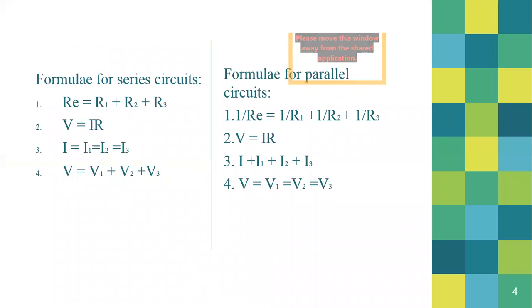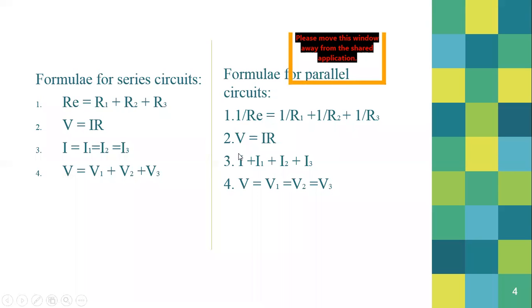These are the formulae. In a series circuit, you see the formula: RE is equal to R1 plus R2, V is equal to IR, I is equal to I1 is equal to I2 is equal to I3, or V is equal to V1 plus V2 plus V3.